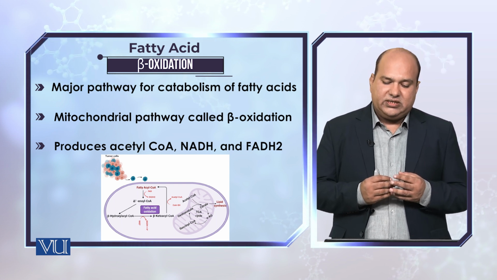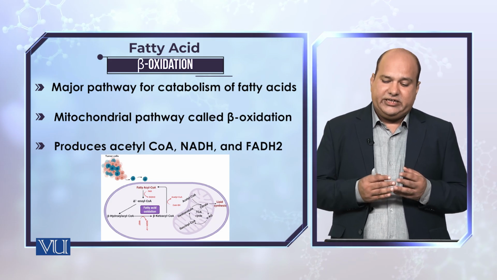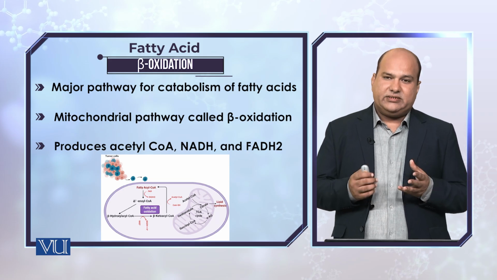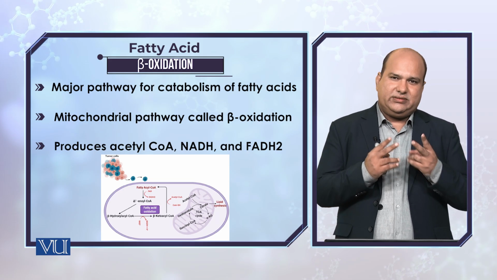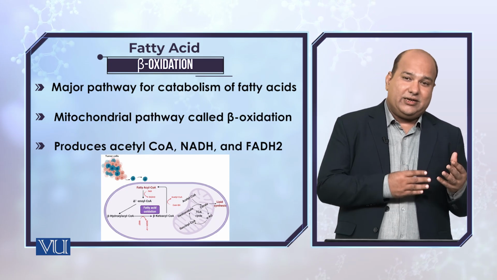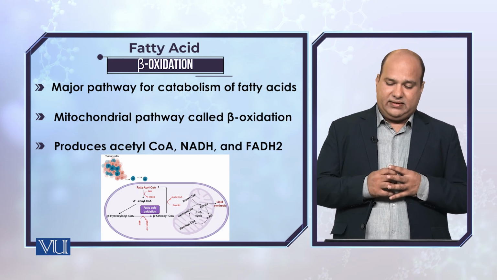This beta oxidation produces acetyl CoA, NADH2, and FADH2. Acetyl CoA, you remember, is the 2-carbon moiety which also starts the process of the Krebs cycle.